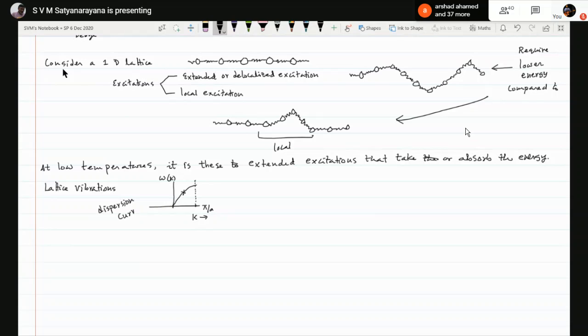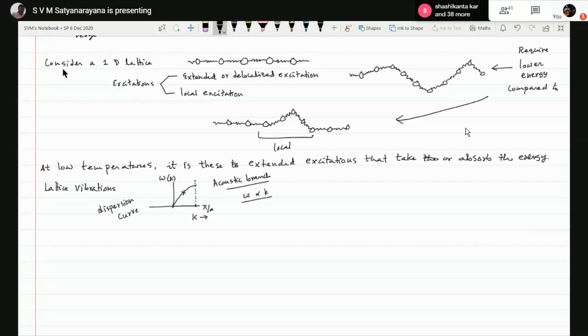By the way, I think this particular curve is called the acoustic branch. Okay, so this is just a name because it's like a sound wave. Because when you go to omega versus k, when k is close to 0, this omega is almost proportional to k. So omega is proportional to k is the kind of acoustic behavior.